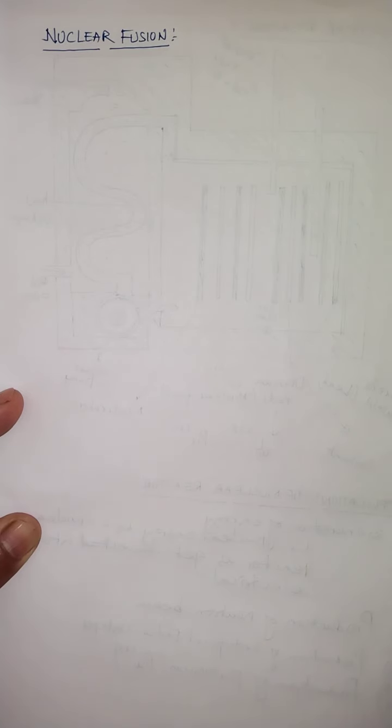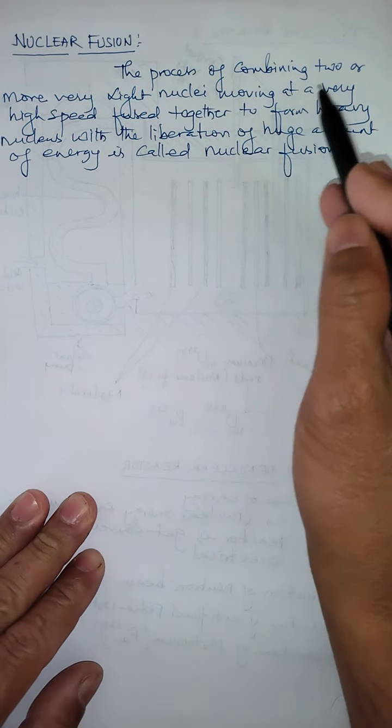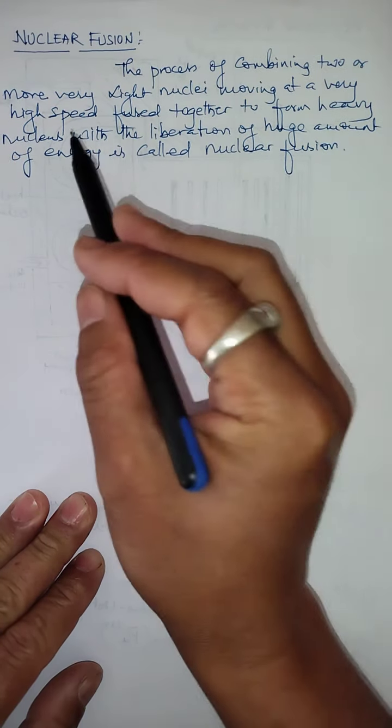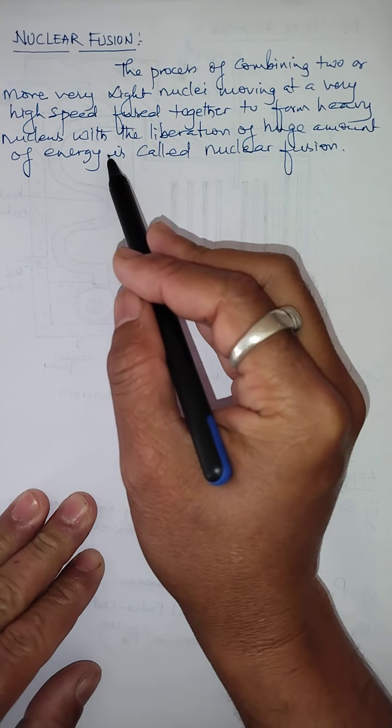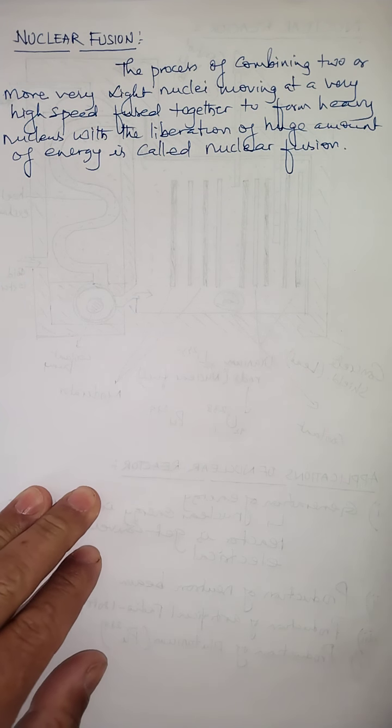So nuclear fusion is a nuclear reaction in which two or more very light nuclei, see I am using the words two or more very light nuclei, moving at a very high speed, fuse together to form a single nucleus or heavy nucleus with the production of a huge amount of energy, and such a process is called nuclear fusion. So children, we can simply define nuclear fusion as the process of combining two or more very light nuclei moving at a very high speed, fused together to form a heavy nucleus with the liberation of a huge amount of energy, or tremendous amount of energy, and this process is simply called what? Nuclear fusion.